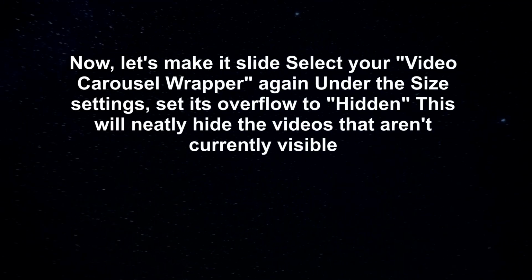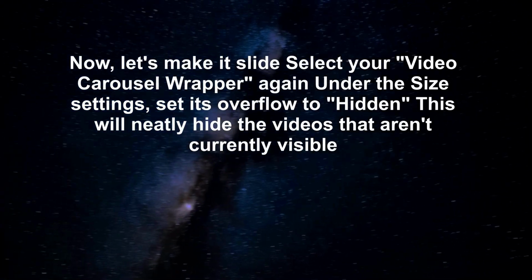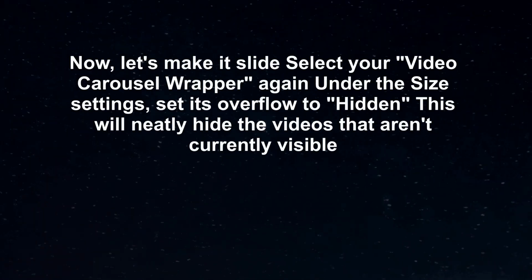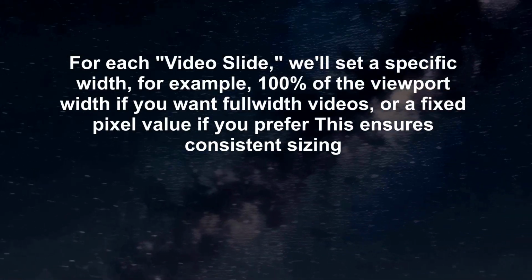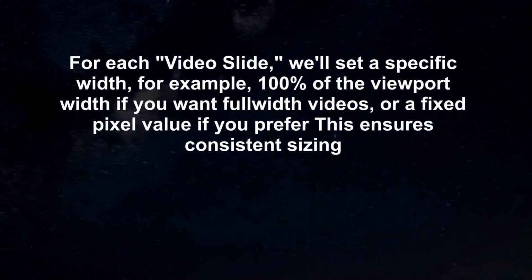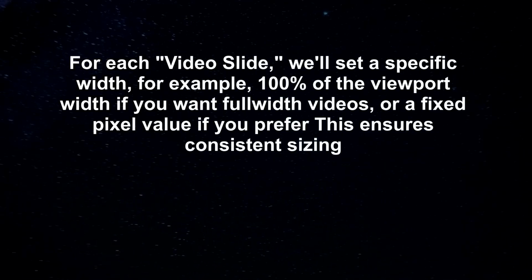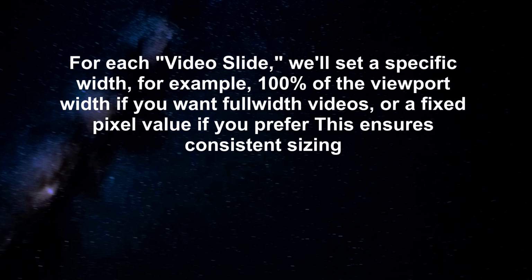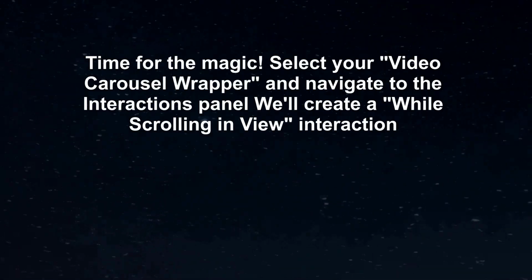Select your video carousel wrapper. Again, under the size settings, set its overflow to hidden. This will neatly hide the videos that aren't currently visible. For each video slide, we'll set a specific width. For example, 100% of the viewport width if you want full-width videos, or a fixed pixel value if you prefer. This ensures consistent sizing.